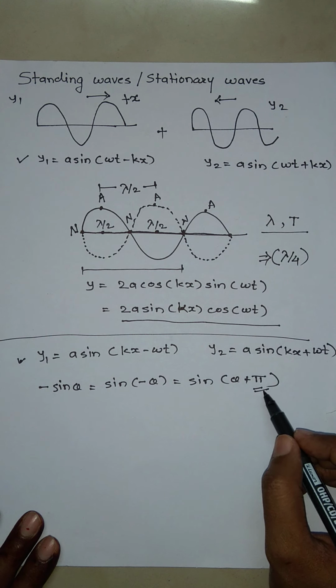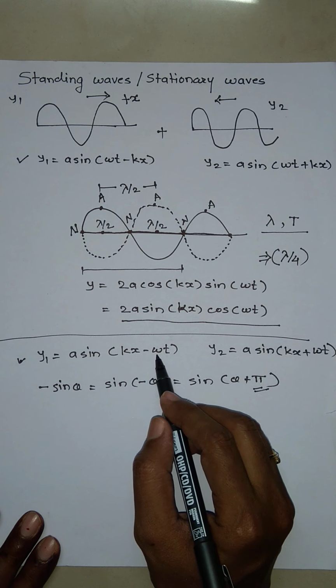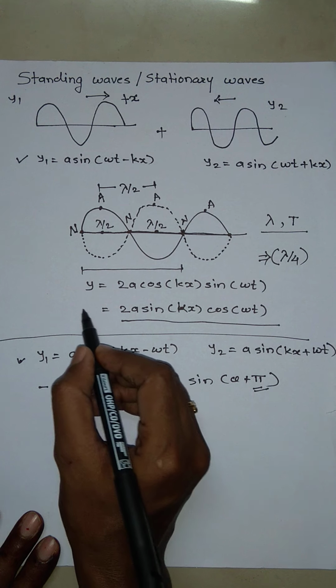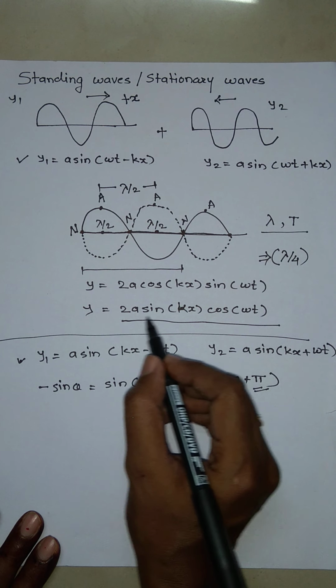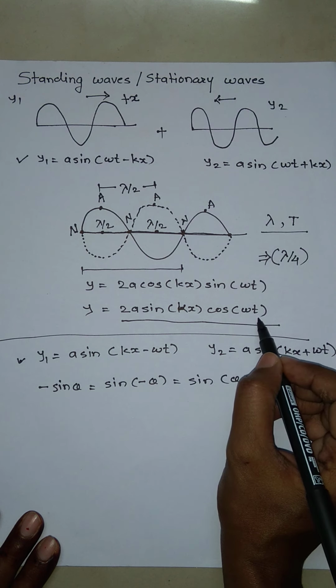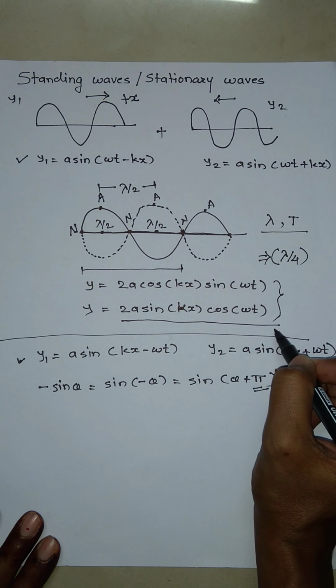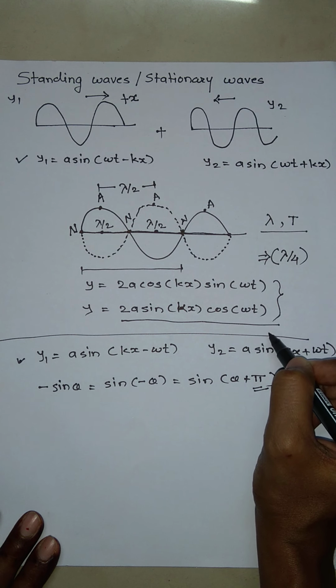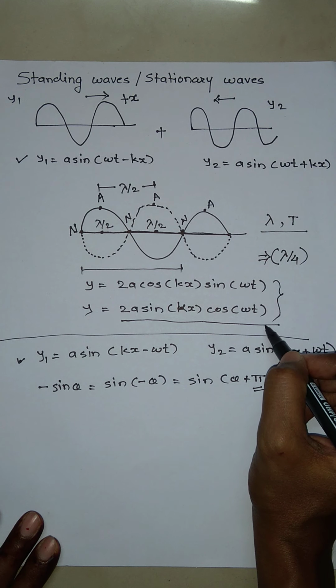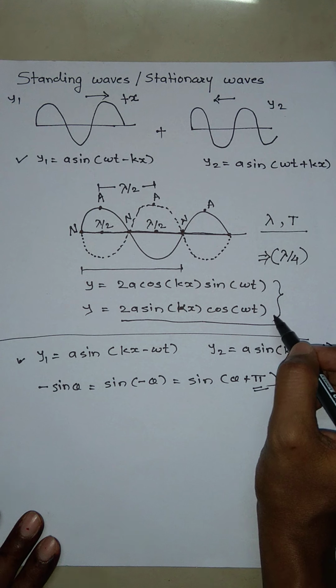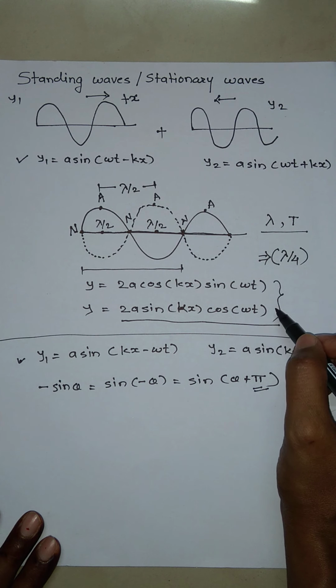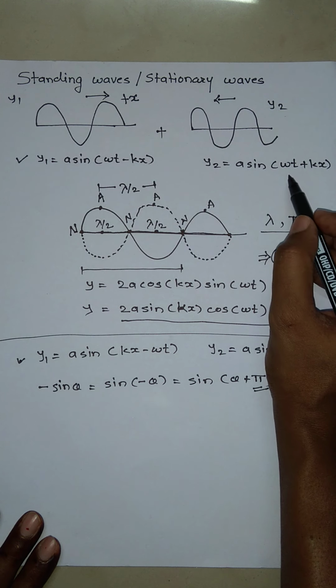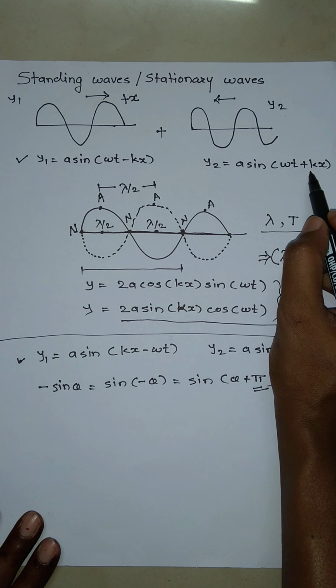And in this way, if you use this expression, you will get the expression for the standing wave as 2a sin kx cos omega t. In both of the expressions, the kx term and the omega t term are separated, and so we can say standing waves are not like progressive waves. Not only the equation part, but there are various aspects.